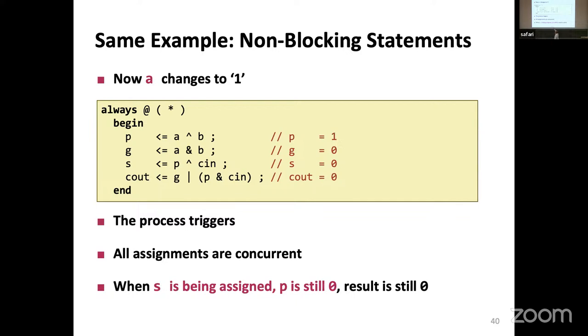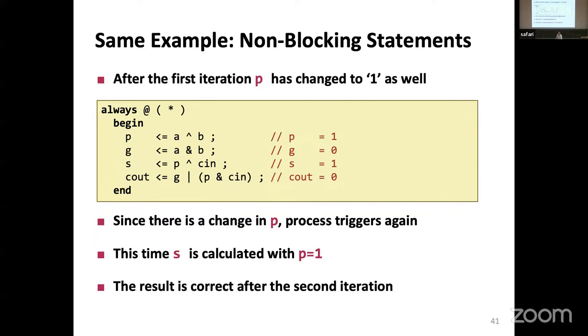Because you know what happened? The process will trigger again, because I started making changes, I assigned this thing. So P has changed, so it triggers again. Since there's a change in P, the process triggers again. This time S is calculated with P one, and the result is correct after the second iteration. So if I'm defining a combinational circuit, given inputs, the output will always evaluate to the same thing. If I have these non-blocking statements, it might take the simulator, the compiler, whatever, not in real life, but in its way of evaluating it, a few iterations until it comes to the same result, but the result will be the same.